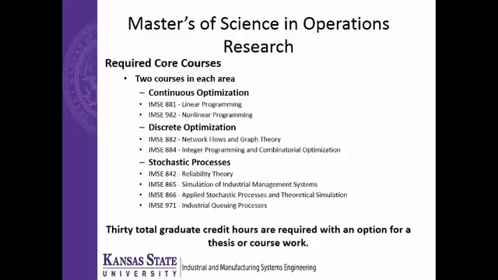Core courses here, as you can see, 2 in each of the various areas. We've got continuous optimization, discrete optimization, and stochastic processes. So some selections within those categories, and then for those 30 total graduate credit hours, there are a number of other options and electives that you can select.